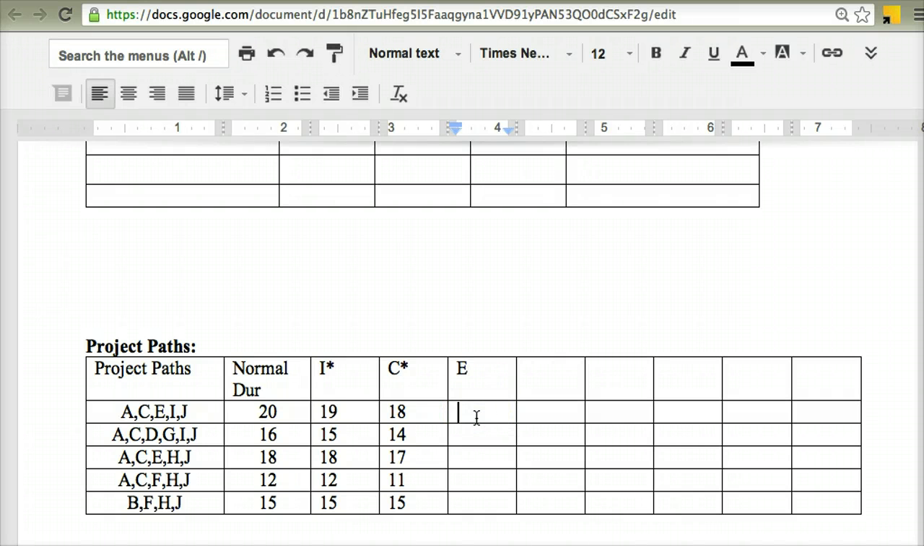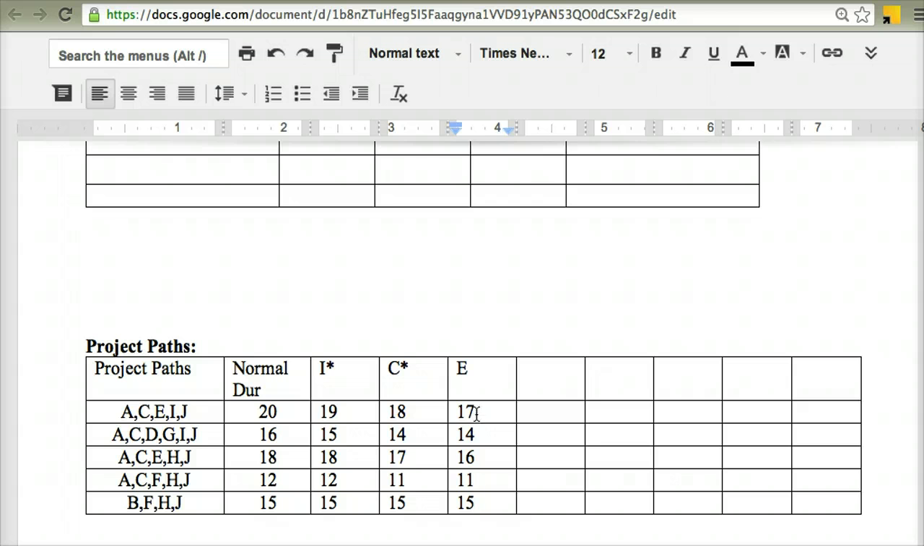So any of these paths that contain the activity E, they're all going to reduce by 1 day. So the critical path, obviously that has E, so that's going to reduce from 18 down to 17. This path here doesn't have E, so that stays at 14. This path here does have E, that goes from 17 down to 16. This path doesn't have E, so that stays at 11. And the last path stays at 15. E isn't on that either.